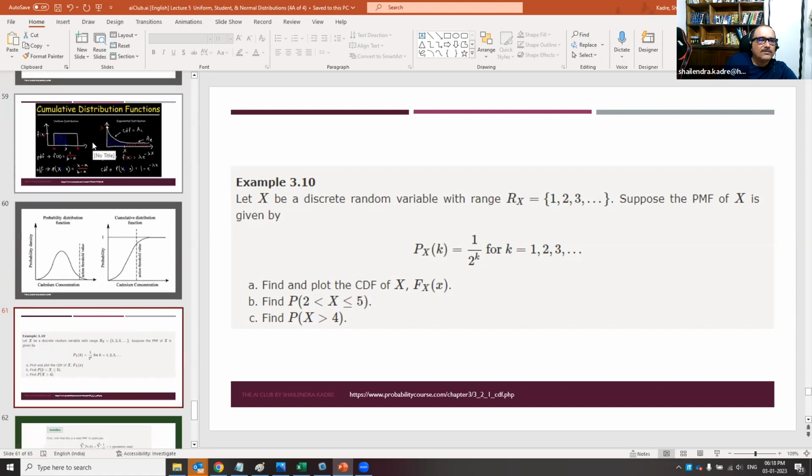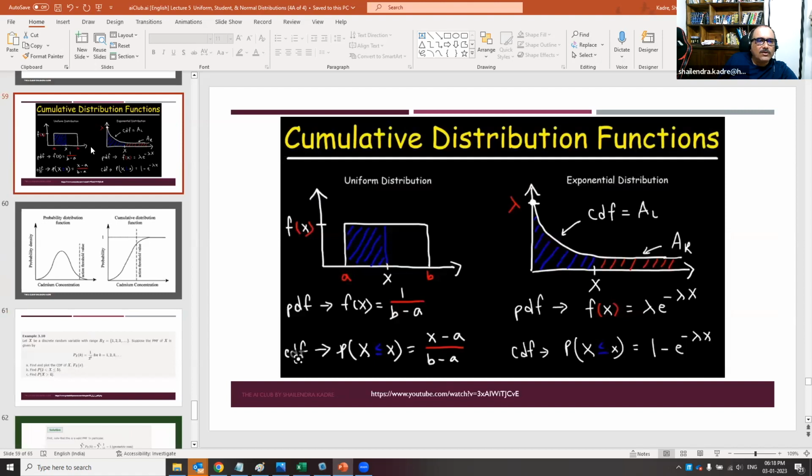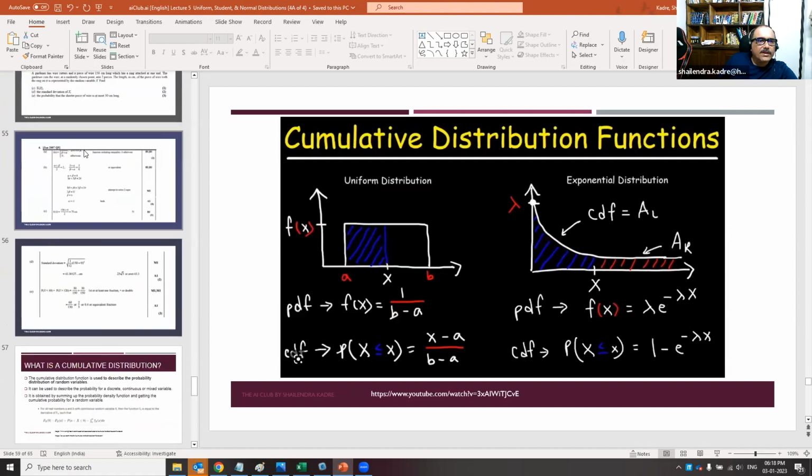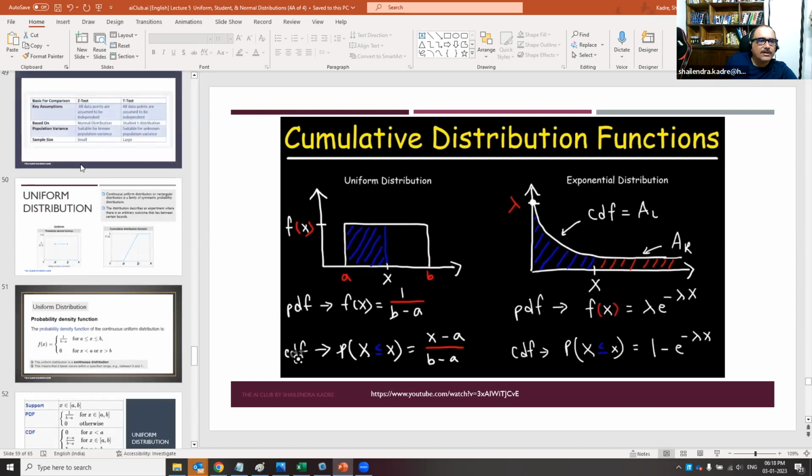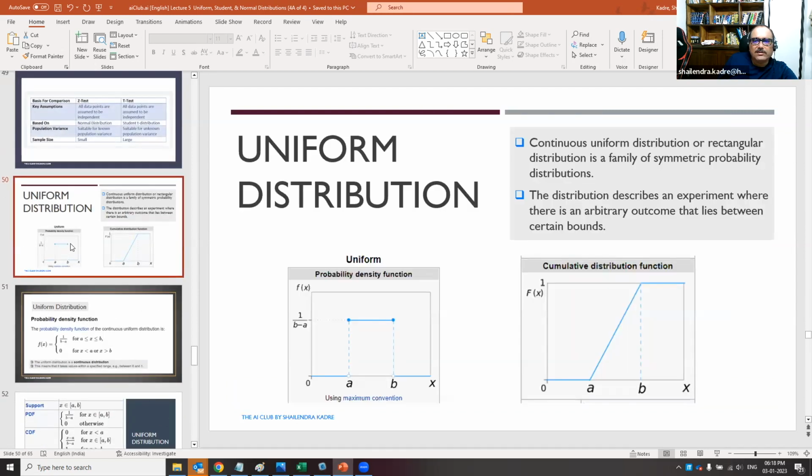Uniform distribution is also a continuous distribution, because X can take any value between A and B, lower limit A, upper limit B. Suppose lower limit A is 0 and upper limit is 5. So X can be 1.1, 1.2, 1.25, 1.35, 2.1, anything, right? So it is for continuous numbers.